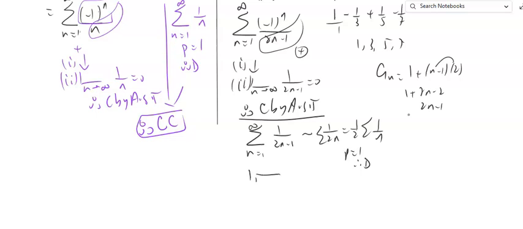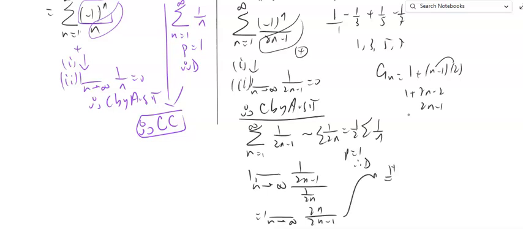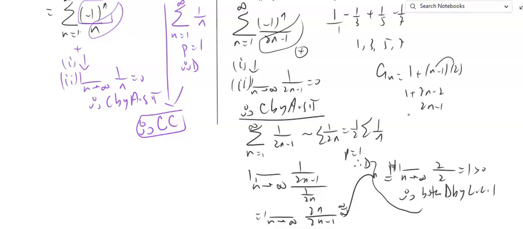diverge. The limit as n approaches infinity of 1 over 2n minus 1, over 1 over 2n, is the limit as n approaches infinity of 2n over 2n minus 1. By L'Hopital, because that's infinity over infinity, that is the limit as n approaches infinity of 2 over 2, which is 1, bigger than 0. Therefore, they both diverge by the limit comparison test.